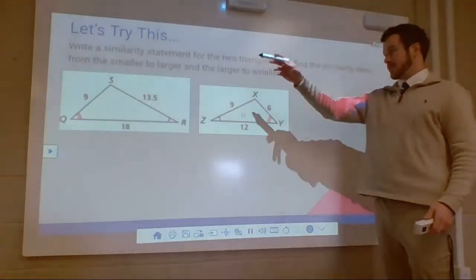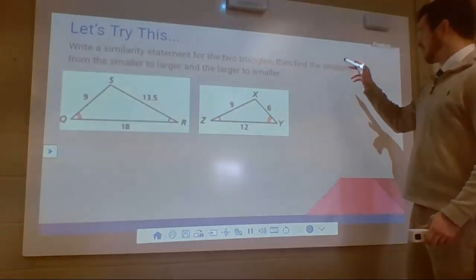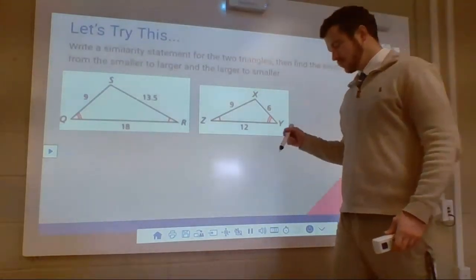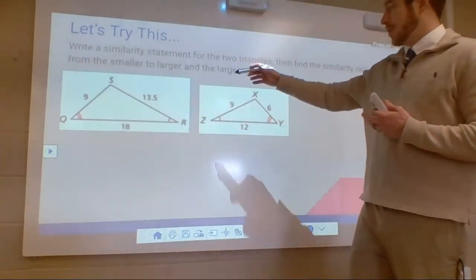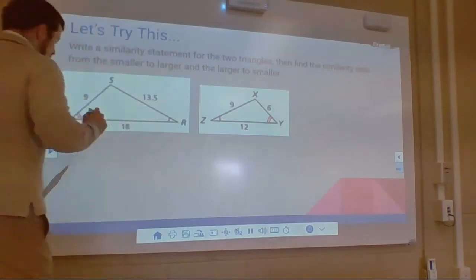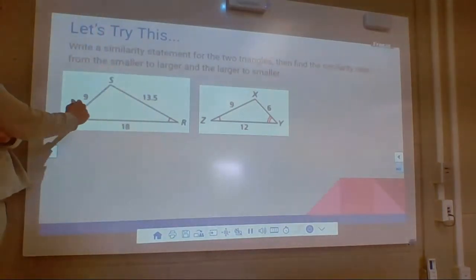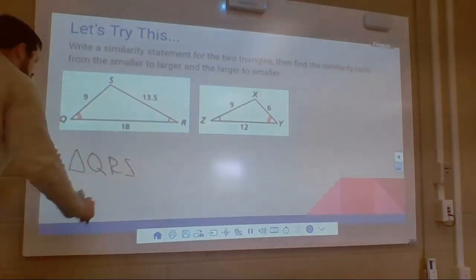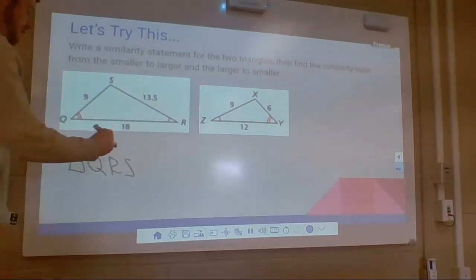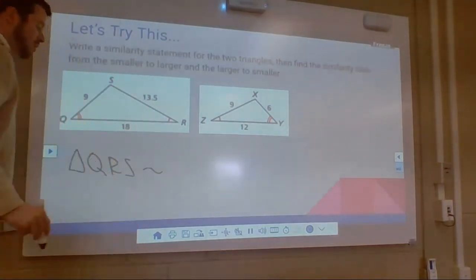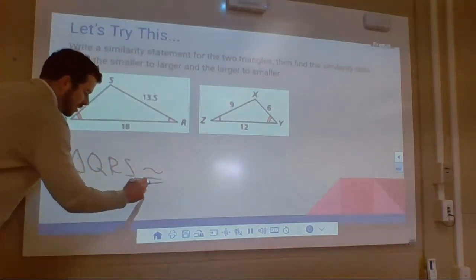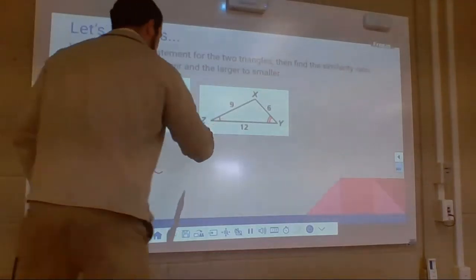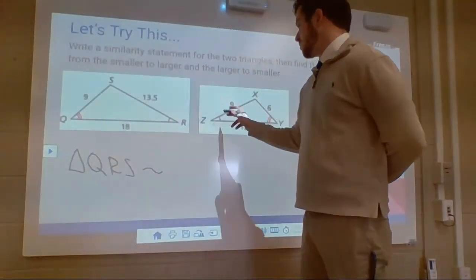So for this problem, we're asked to write a similarity statement for the two triangles, and then find the similarity ratio from the smaller to the larger, and then the larger to the smaller. Okay, so we didn't talk about a similarity statement yet, but let's check it out here. So I'm going to name this triangle QRS. And then we're going to say it's similar, so it's just one squiggle. Remember, if we said they were congruent, it's an equal sign with a squiggle on top, but for similar, it's just a squiggle. And now I'm going to compare the two triangles.